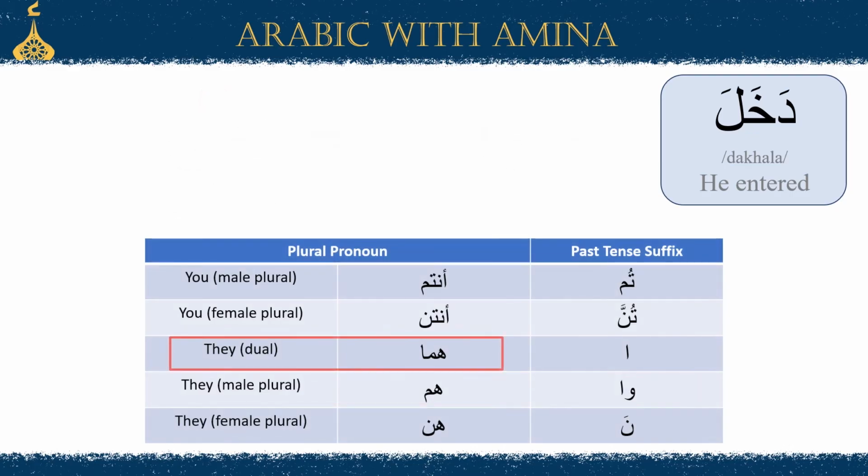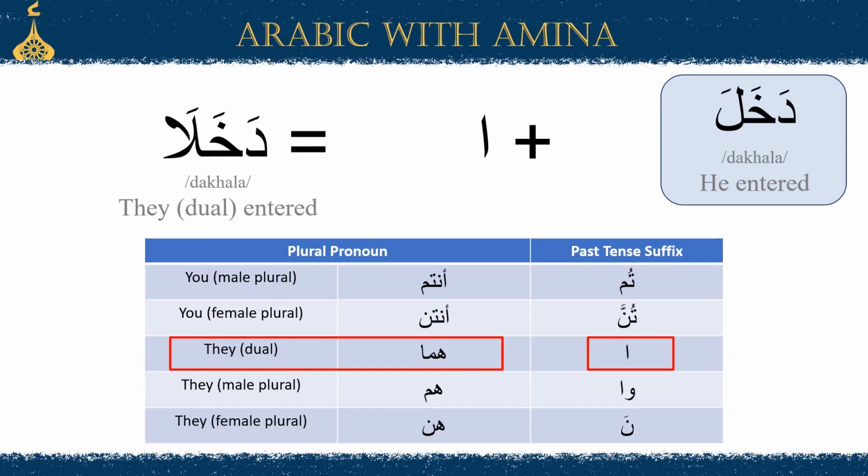To say they, referring to two, huma, we add alif, which is alif al-ithnain, and it becomes dakhala. The last vowel of the verb is matching the alif added, since alif is a vowel. So we have fatha followed by alif. Dakhala. They, dual form, entered.